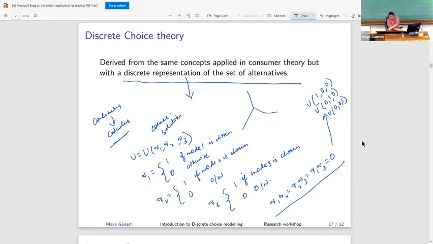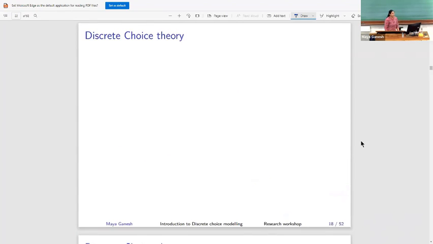Right? So it's not possible to use the maximization techniques of calculus to derive your demand functions and all of that. But we can still use utility and we can still define it, and we will see where the difference arises.